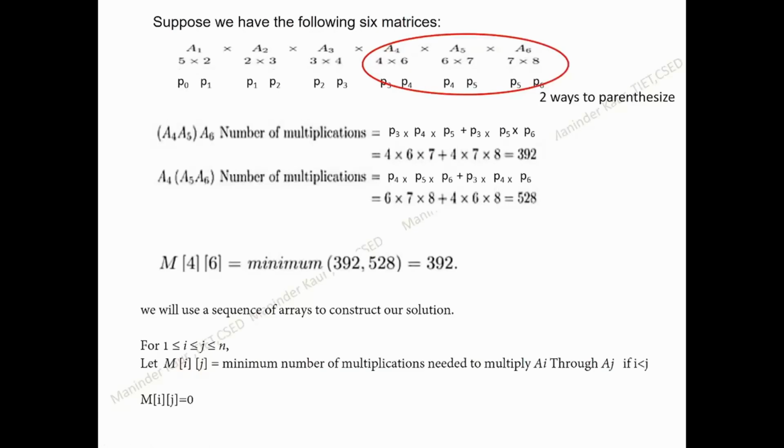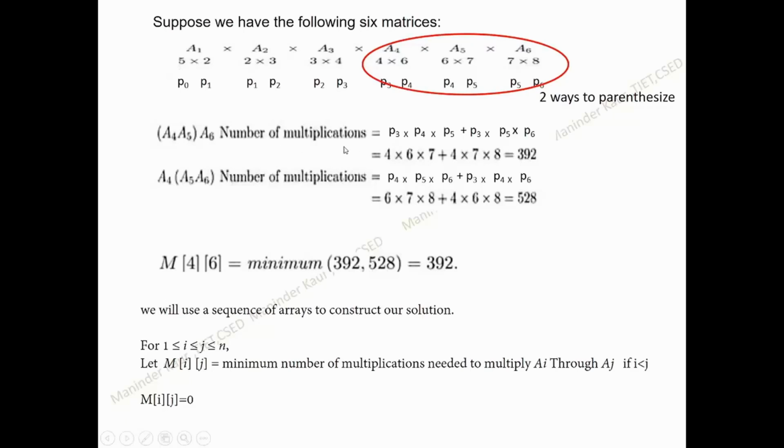Now going further, as you can see, this is a chain of matrix multiplication. If you are merely concentrating on this part, that means you want to multiply A4 multiplied by A5 multiplied by A6. There are two ways to implement this concept. First, you multiply A4 and A5, then the resultant is multiplied by A6, or you multiply A5 and A6 first, then multiply the result by A4.